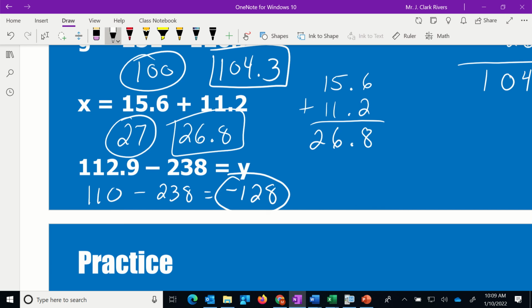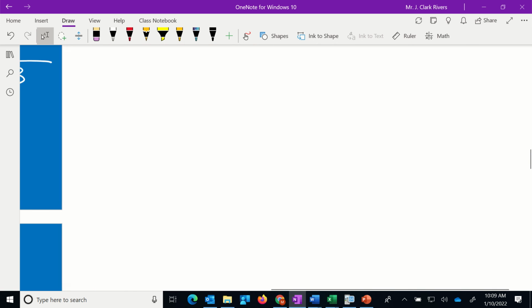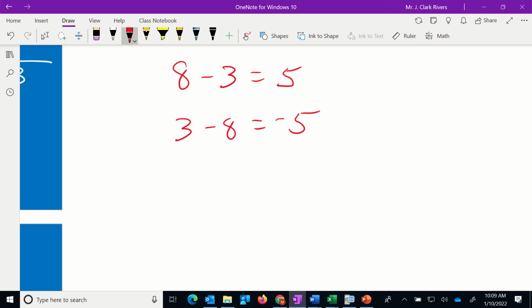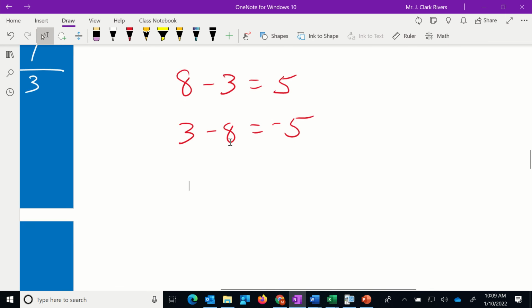Remember when we subtract, everybody, 8 minus 3 is what? 5. So what is 3 minus 8? Negative 5. The number that has the larger absolute value, that is the sign of the difference, okay?